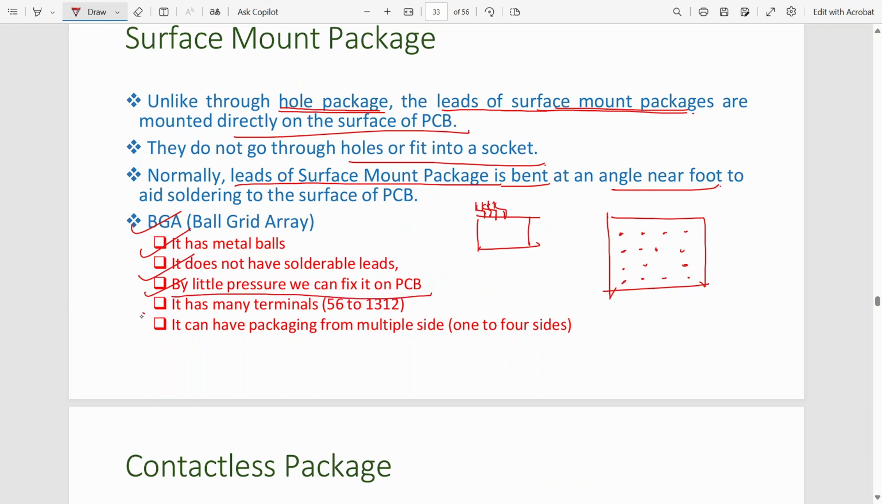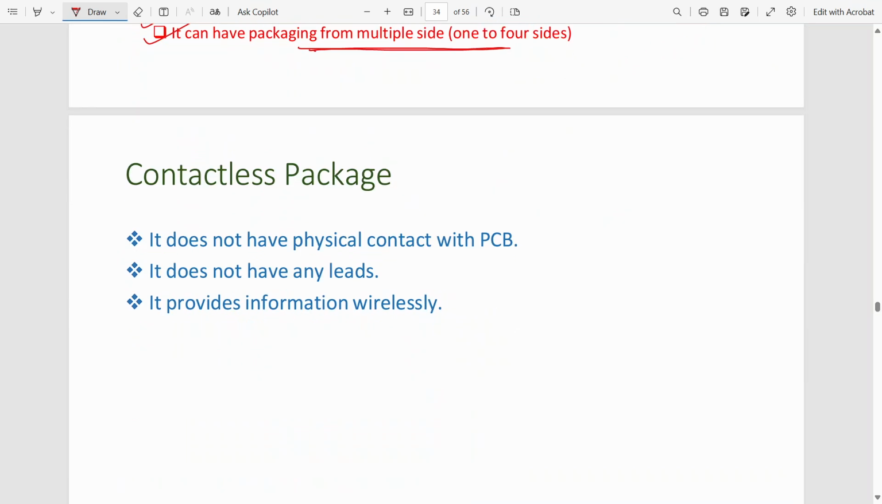It has many terminals, from 56 to 1312 terminals. It can be packaged from multiple sides. So this is the surface mount package.